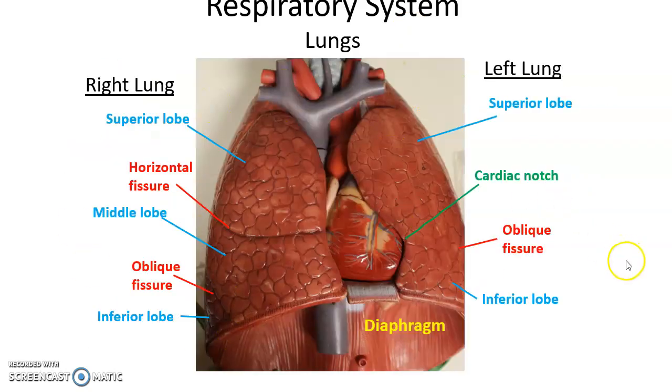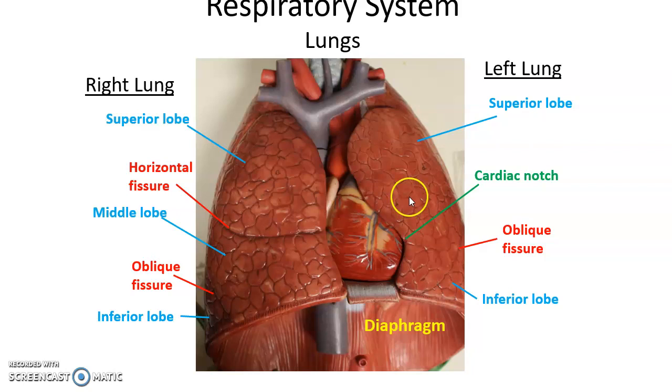There's a model view of the lungs. We can see that the right lung has a superior lobe, a middle lobe, and an inferior lobe. So the right lung has 3 lobes. There is a fissure between the superior and middle lobe called the horizontal fissure, and another fissure between the middle lobe and inferior lobe. It's called the oblique fissure.